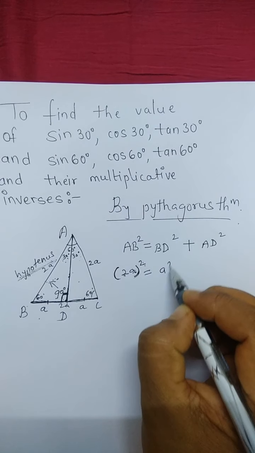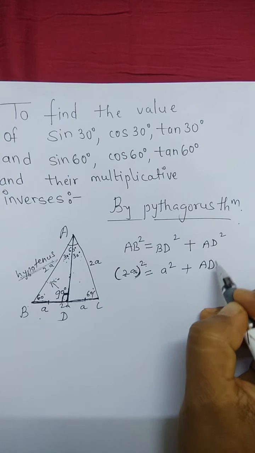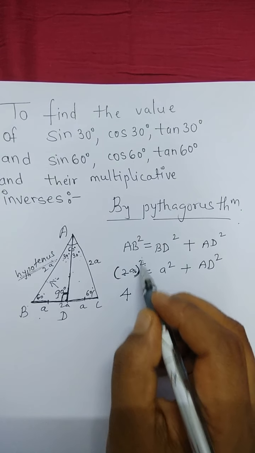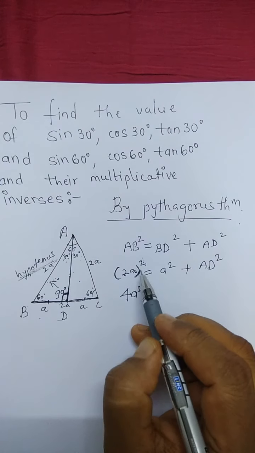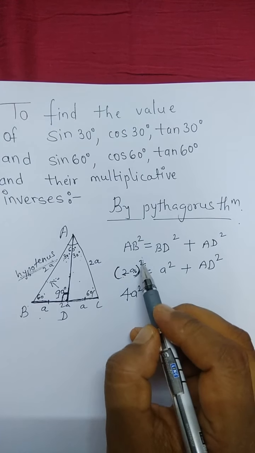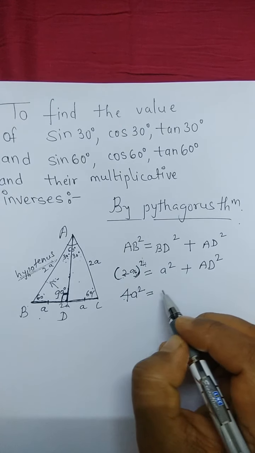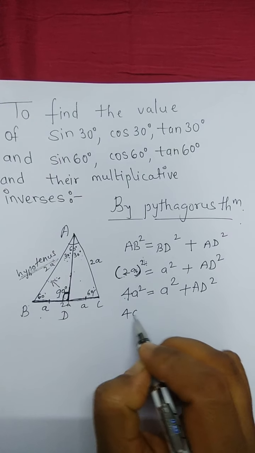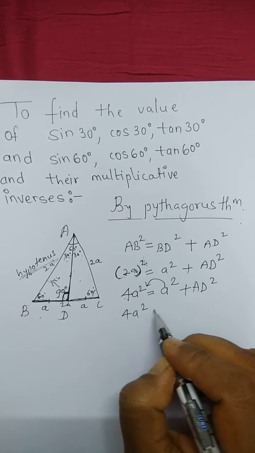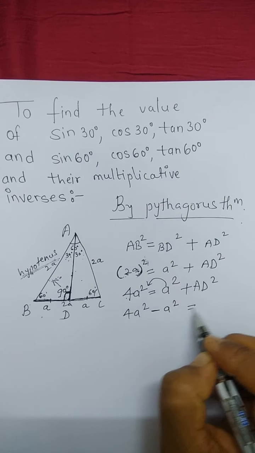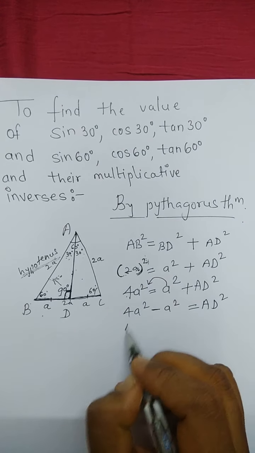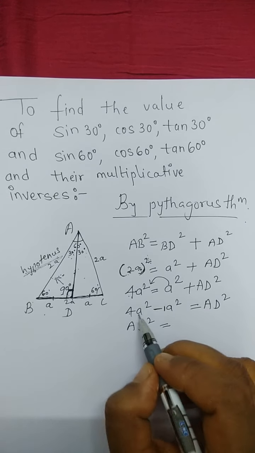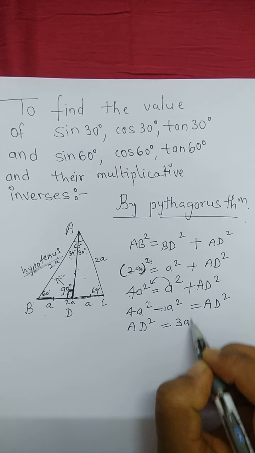Then BD is a square plus AD we don't know, we are calculating. Then (2a) square. 2 square is 4 and a square will be a square. This square holds for both. 2 square will be 4, a square will be a square. Then this a square plus AD square. Now 4a square. This a square will go this side. It will become minus a square is equals to AD square. Now I will write AD square first. Then here no number means 1. So 4a square minus 1a square will be 3a square.